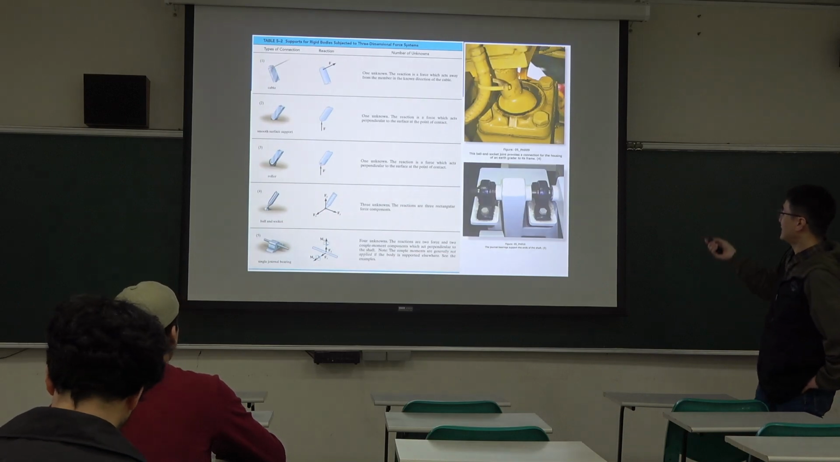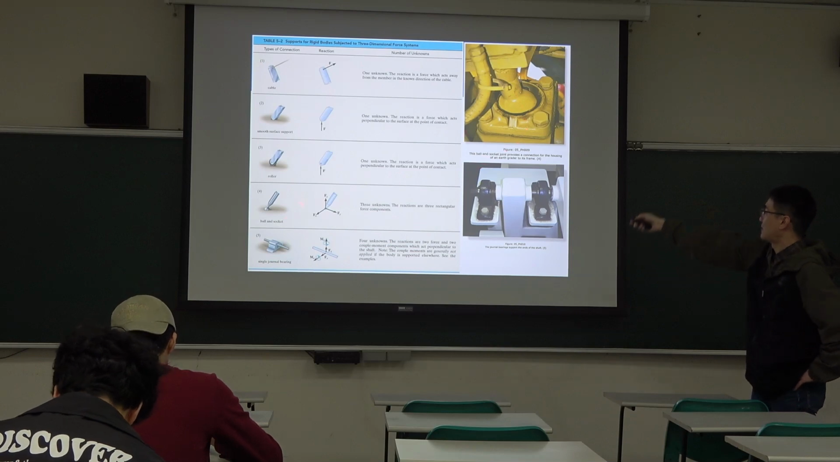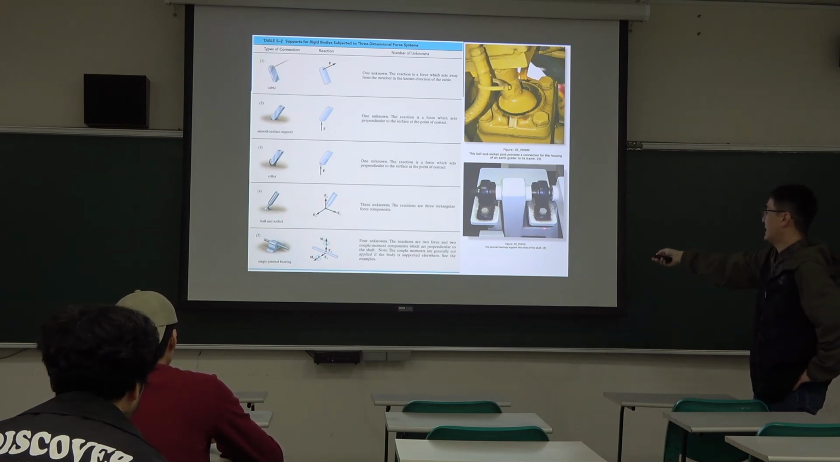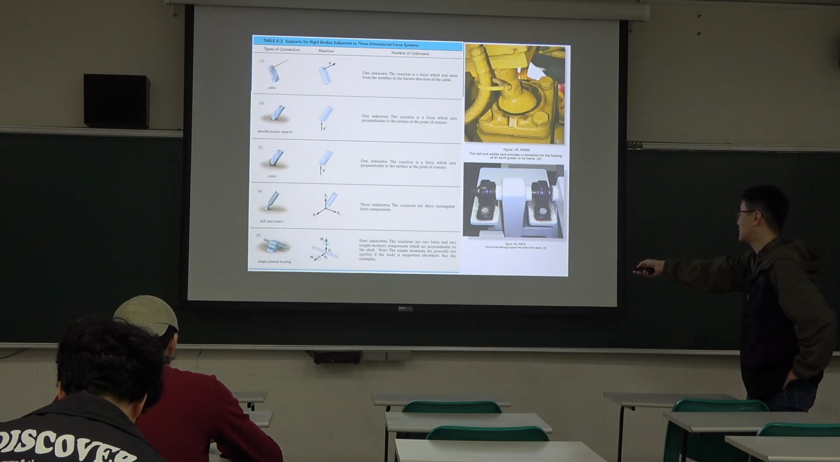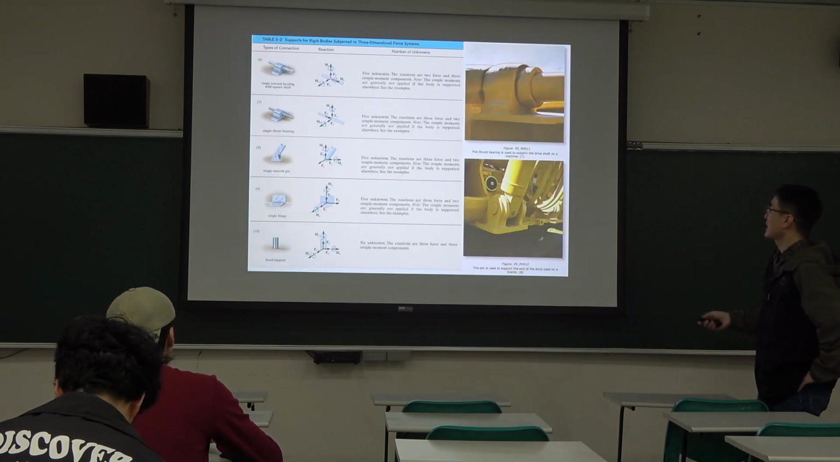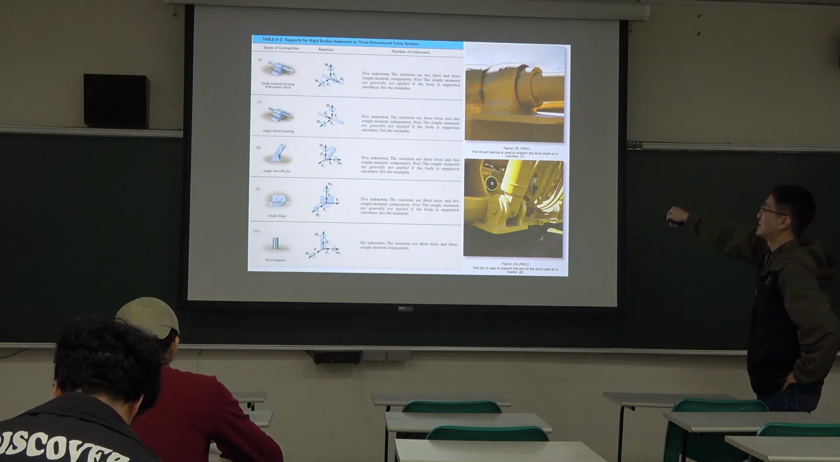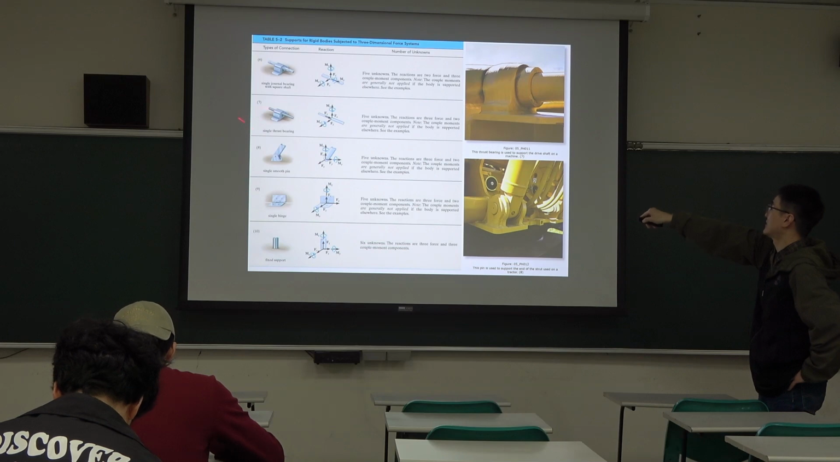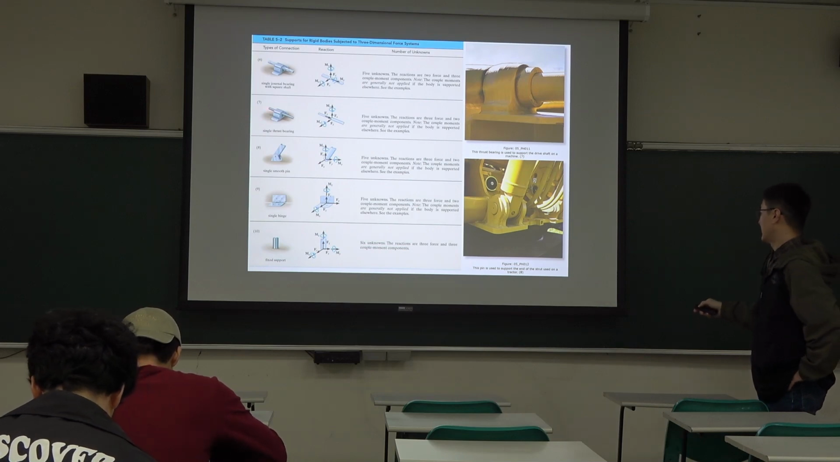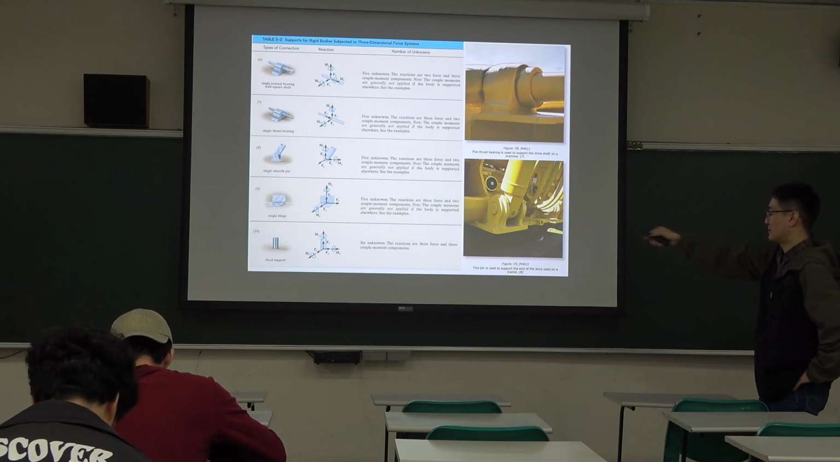Okay, here I'll show you some figures. This one is a ball and socket support, which looks like this. Then this one is a journal bearing, which is this one. And this one is a thrust bearing, so it's this one. Then this one is a pin support, so it's this one.